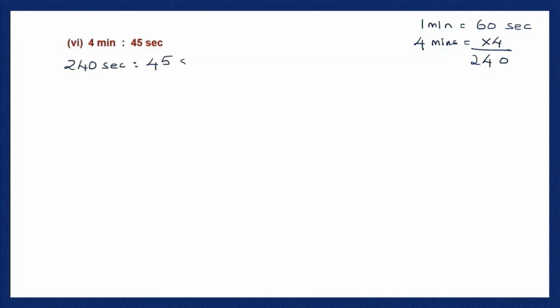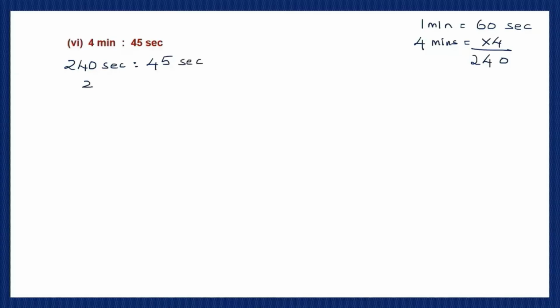Next question is 4 minutes and 45 seconds. Now 1 minute we know has 60 seconds. So let's convert this 4 minutes to seconds so that both the units are the same. So 4 minutes will be 60 into 4. 4 zeros are 0, 6 fours are 24. So here we have 240 seconds is to 45 seconds.